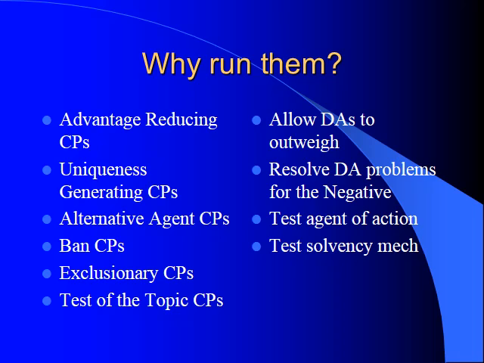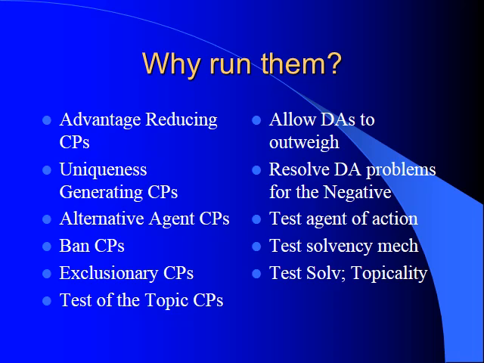Now, why would you do that? Maybe you have really good disadvantages against the specific mechanisms spoken to by the resolution. Maybe you have good solvency attacks. And similar to the advantage reducing counterplan or showing the overlap between them, you also need to solve some of the harms that the affirmative is claiming if you want your disadvantages to actually be meaningful in the debate. And so you might choose to ban the mechanisms of the resolution and the affirmative team.